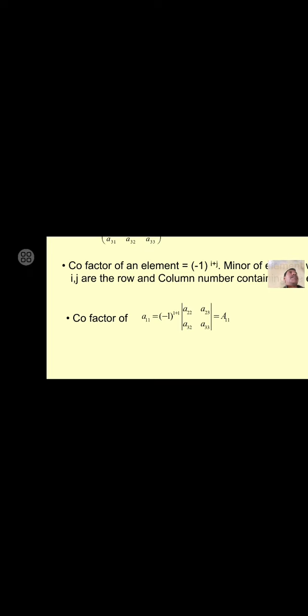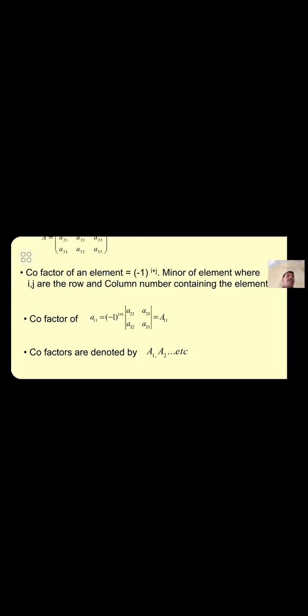So elements are indicated in small letters and cofactors are indicated with capital letters. 11 means first row, first column. Its position is showing. Next, cofactors are denoted by capital letters, that is A1, A2, and so on.